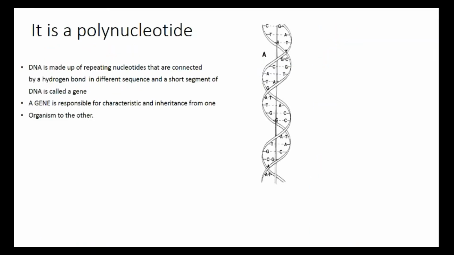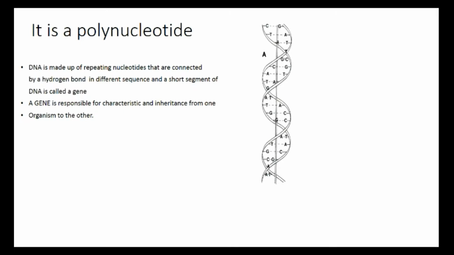Moving along, it is a polynucleotide. DNA is made up of repeating nucleotides that are connected by hydrogen bonds. It is in different sequences, and a short segment of DNA is called a gene. A gene is responsible for characteristics and inheritance from one organism to the other, like hair color, eye color, and so on.